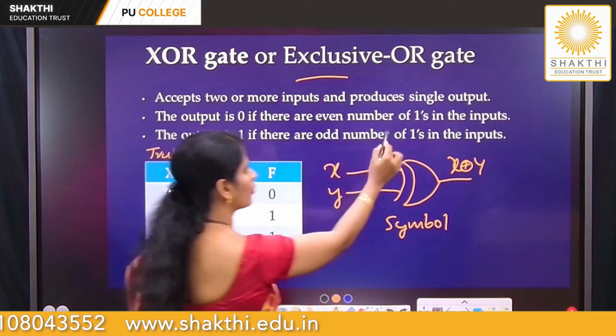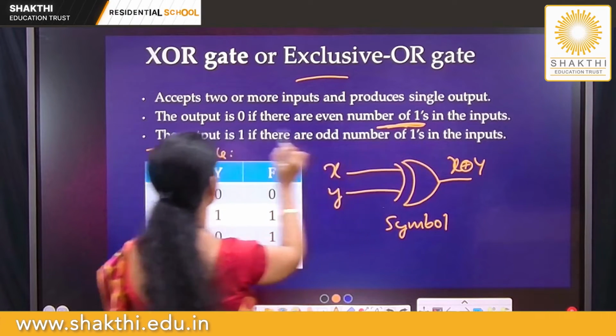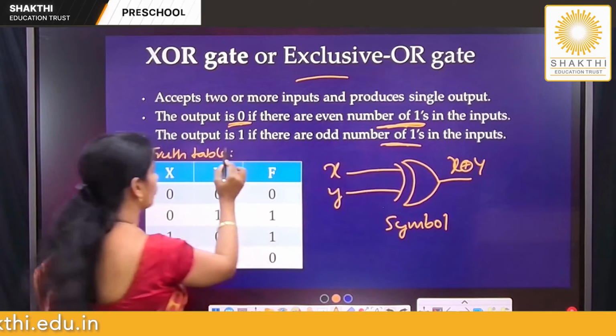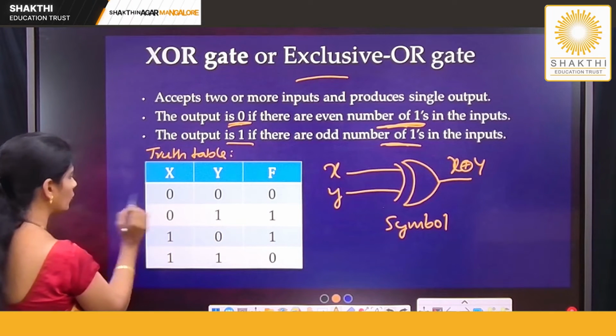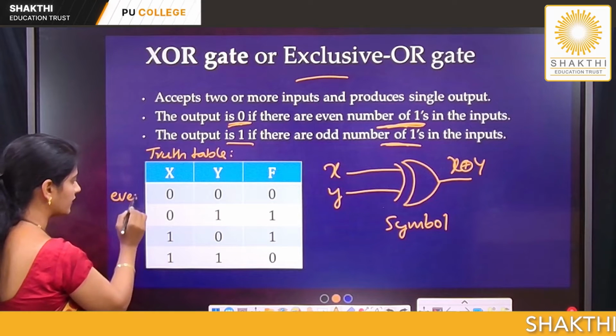And we have to check the number of ones in the input signals. So if you have an even number of ones, the output is 0, and if you have an odd number of ones, the output is 1. So you have to check the number of ones in here. Here you don't have any ones in the input signals, so we consider it as even.